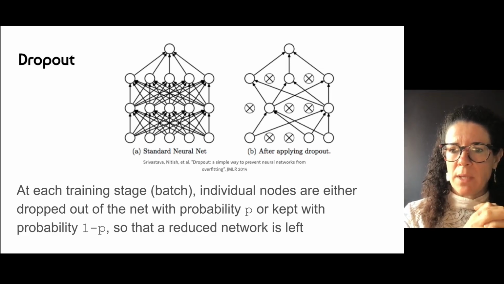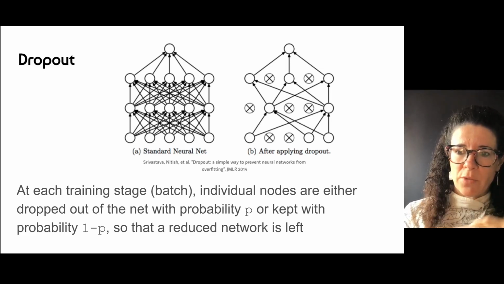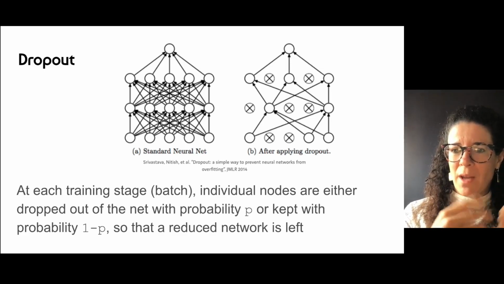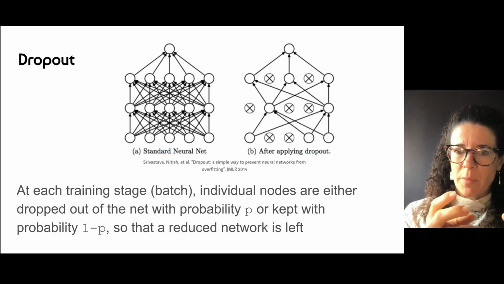What's going to happen is that we're going to train with this second network. We do this on one batch of data. On the next batch of data, we're going to randomize again and pick some other nodes. We keep doing that, basically. So at every batch, we pick the nodes that we're going to drop, and we train with the rest of the nodes.